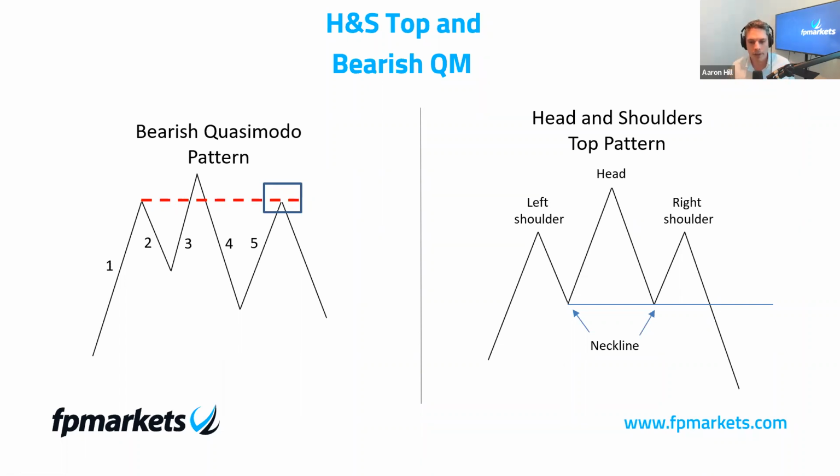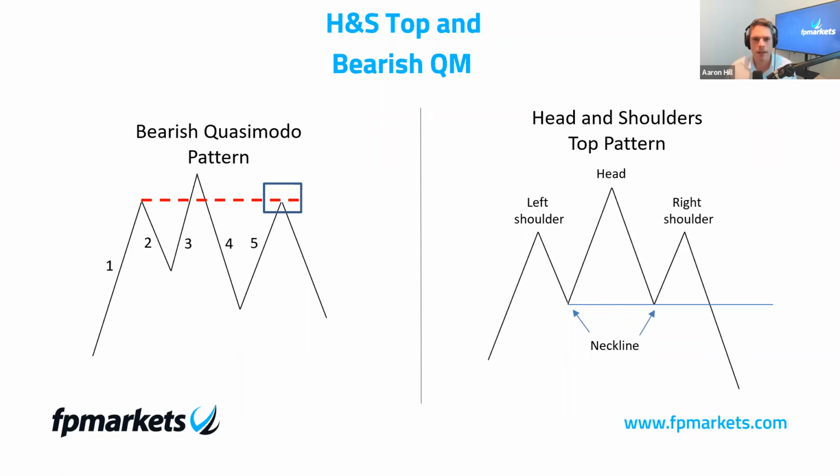So look, you might be thinking that the QM does have a right shoulder, and look, I agree, it does have a right shoulder, and you would be right. However, this is where the QM traders, as I've said, enter the market. So they enter short at this point. You do not enter short on the right shoulder of a head and shoulders top pattern. So that's one clear difference. And this leads us to the second difference.